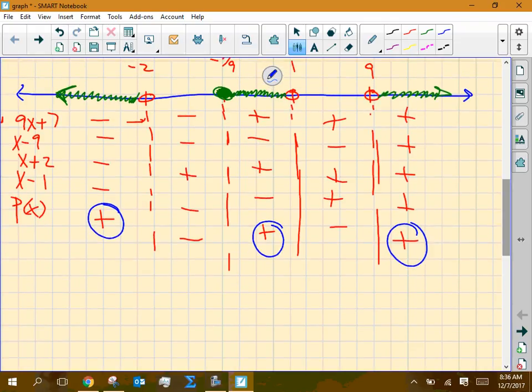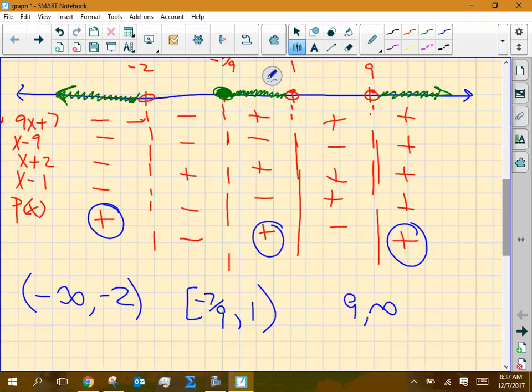Now we're trying to rewrite these things in interval notation. We'd go from negative infinity up to -2, parentheses on both of those, open dots. Now we're going to go to -7/9, bracket, up to 1, parentheses around 1. And then we go to 9 to infinity, parentheses around both of those, and then union everything.